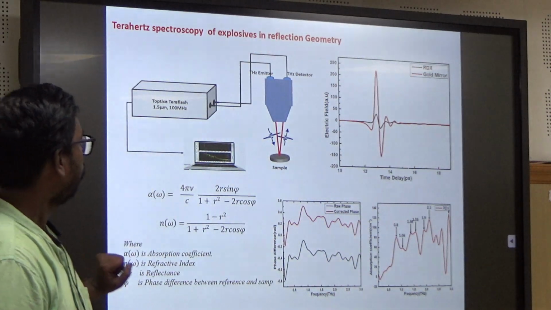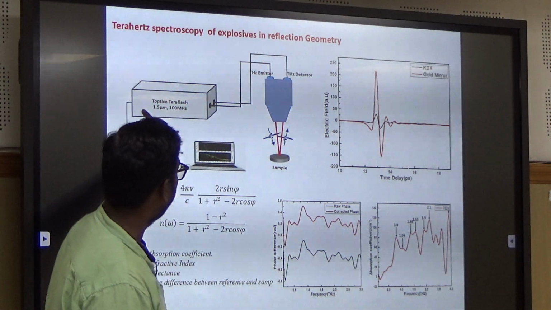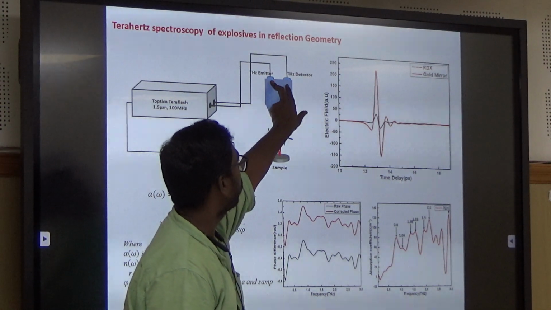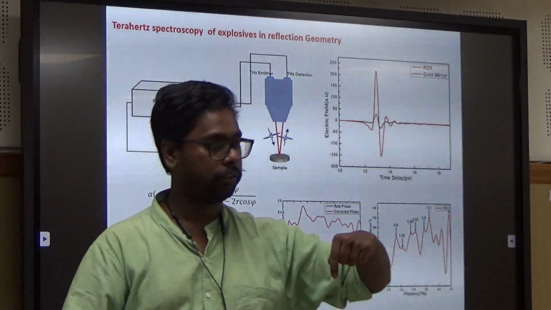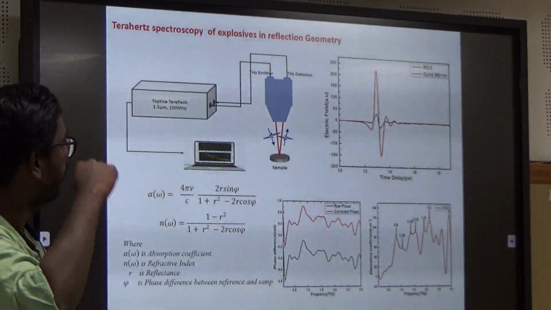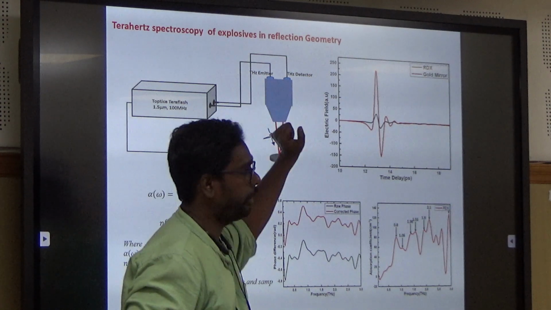For that, this is our terahertz system. This is the femtosecond laser, and here comes the laser. Here you have two photoconductive antennas. Similar to what I explained, one photoconductor generates the terahertz and the other detects. The radiation comes, hits the sample, and you get the detection part.